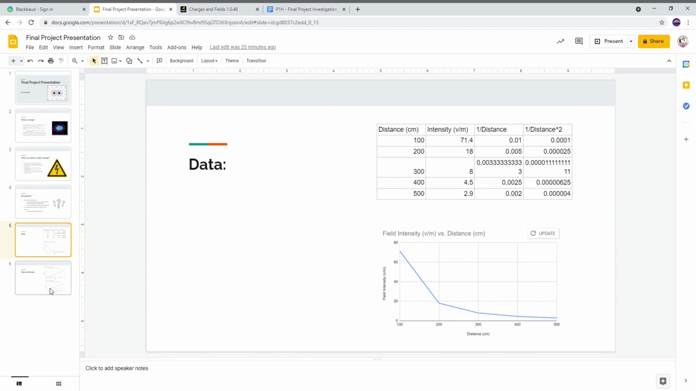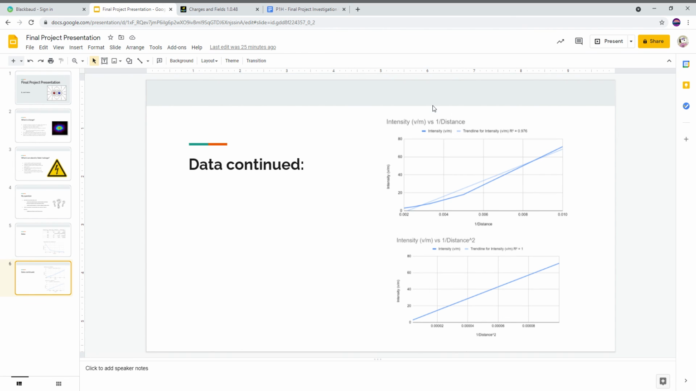So I looked further in, and I graphed intensity versus 1 over distance and 1 over distance squared. After that, I found that intensity versus 1 over distance was close. It wasn't perfect, but it was more linear than just the basic distance versus intensity. That got me set that it was an inverse relationship.